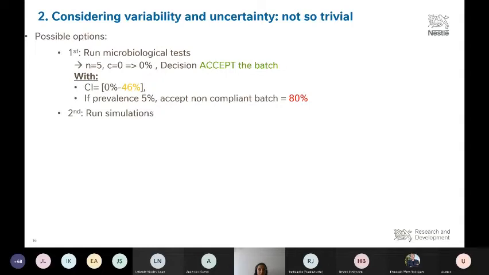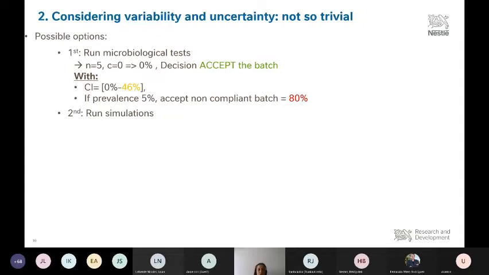However, which is not said, but what we do know is this 0% is in fact associated with the confidence interval from 0 to 46%. And if we assume that there is a prevalence of 5% in our products, then this would mean that we could accept non-compliance, and we could accept this batch that is non-compliant with a probability of 80%.